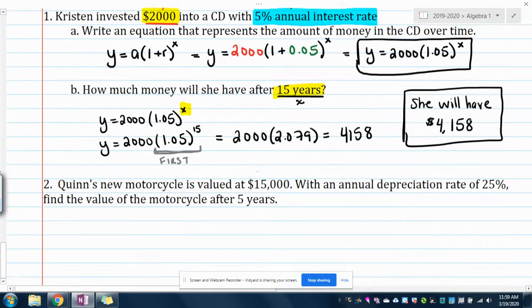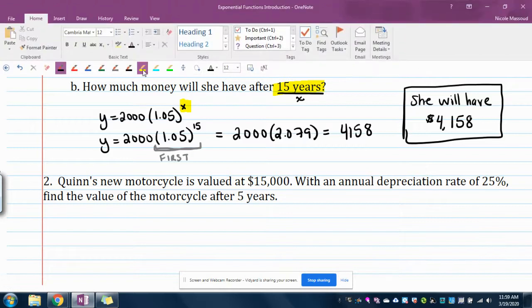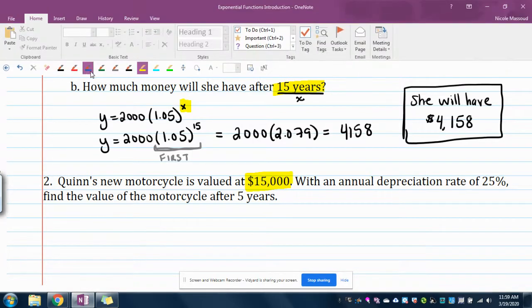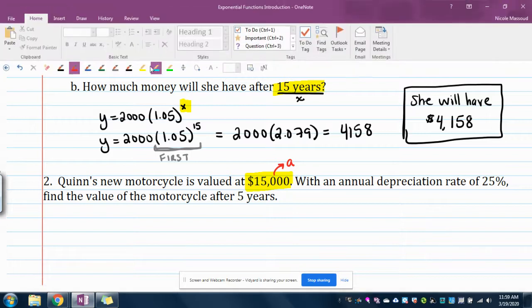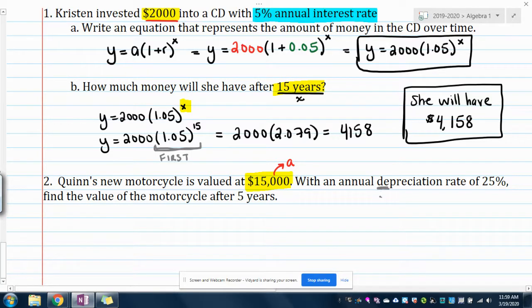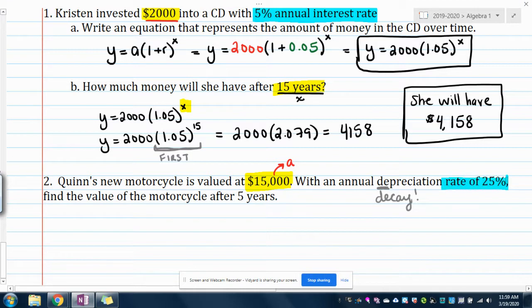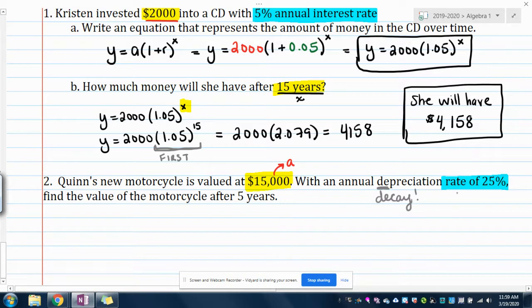Okay, so that's growth. Let's talk about decay. So Quinn's new motorcycle is valued at $15,000. Guess what that is? My initial amount. So this is A. With an annual depreciation, which means decay, of 25%. So that means that this rate of 25% is going to be R is equal to 0.25. Find the value of the motorcycle after 5 years.